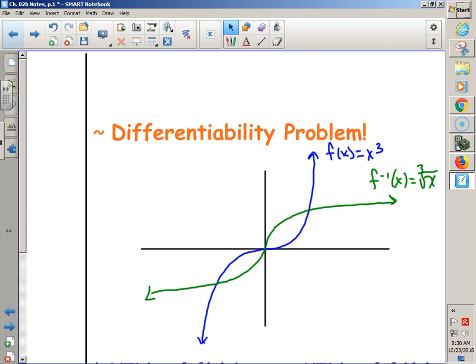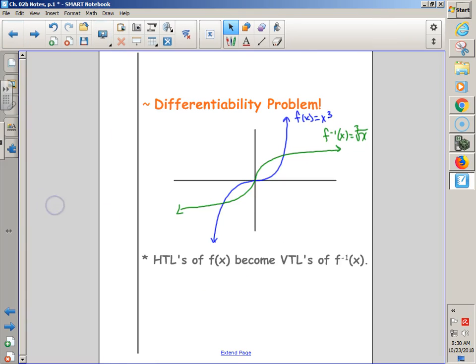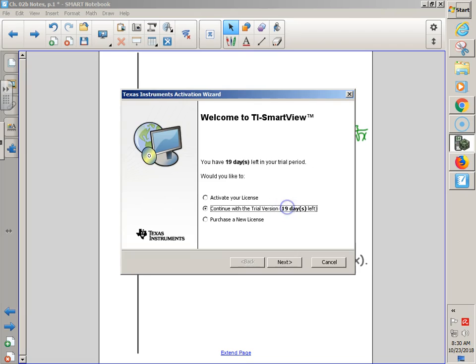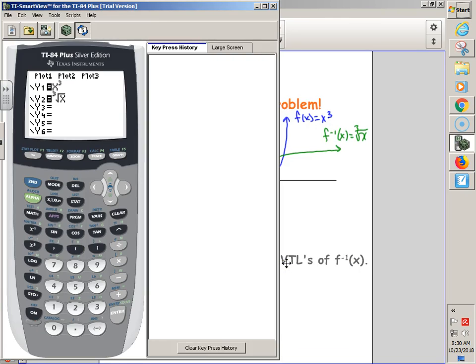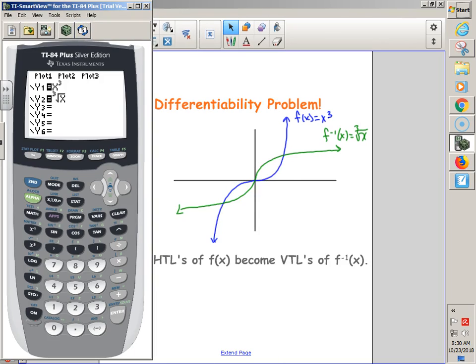What I want to show you on this page is what that very last question in homework was trying to make you deal with. Number 72, was that it? Okay. I want you guys to go ahead and put x cubed in your calculator as y1 and a cubed root of x as y2. What's the relationship between these functions, guys? They're inverses of each other.